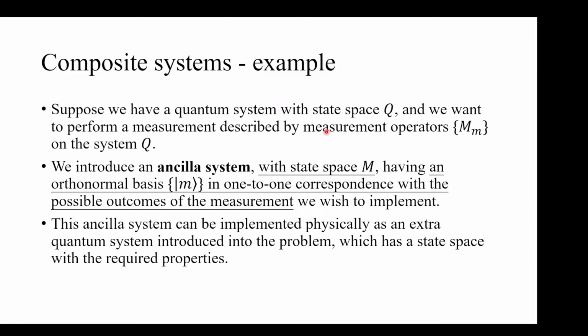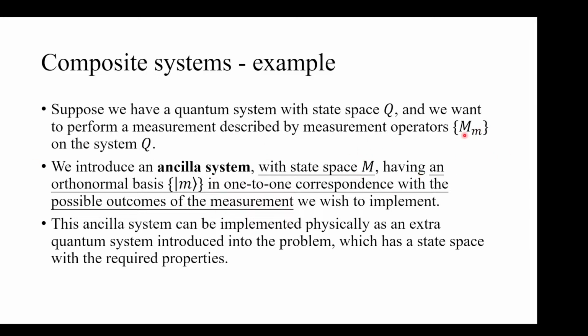Okay, so we start with our quantum system that we measure. It has a state space, or Hilbert space, Q, and we want to perform a measurement that is described by those operators big M sub small m. Okay, so those are several operators where the outcomes are labeled by this small m. And as we say, we use a composite system, so we have to introduce another system. So we have an ancilla system, and we call it M. Okay, it's a little confusing, but this is the notation we choose.